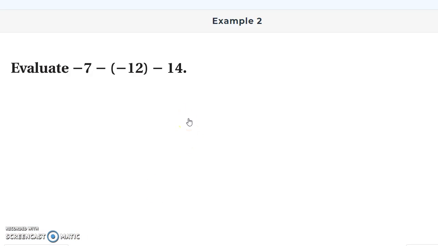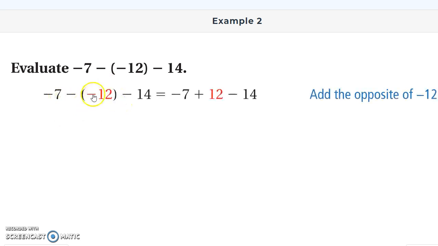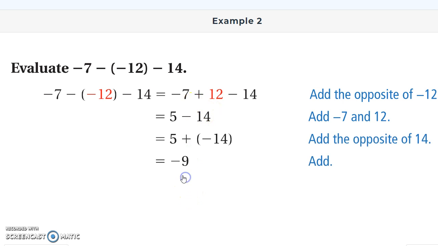Let's take a look at example 2. Now we have 3 different numbers in our problem. Negative 7 minus a negative 12 minus a 14. Remember, we go left to right in our problem, so we're going to tackle the first two integers first. Negative 7 minus a negative 12, we're going to add the opposite, negative 7 plus a positive 12. Here we go, minus 14. So we do this section first because we go left to right, which gives us a 5. Minus a 14 is plus a negative 14, and we get a negative 9.